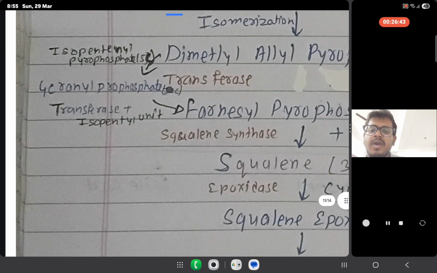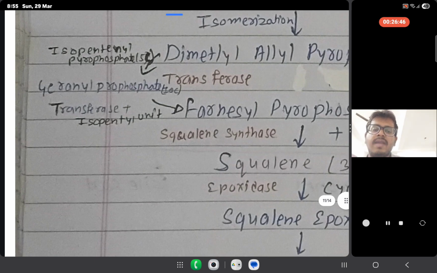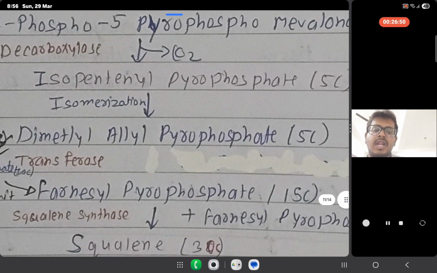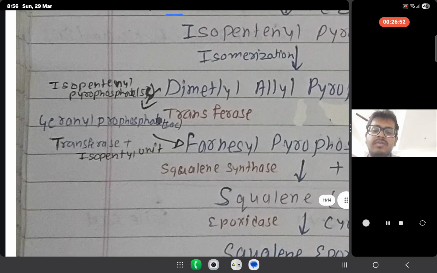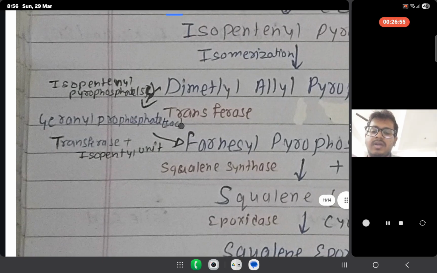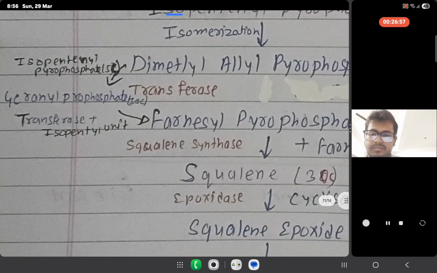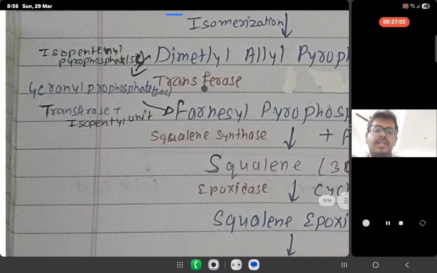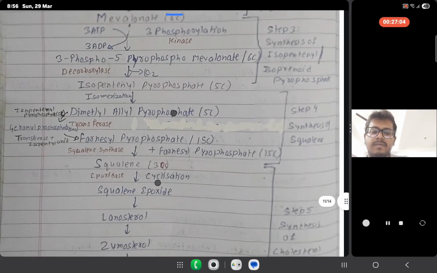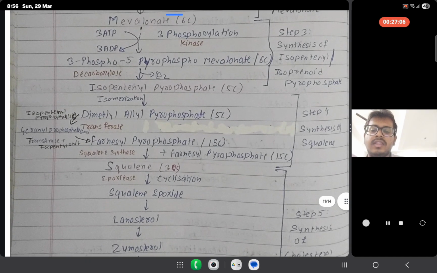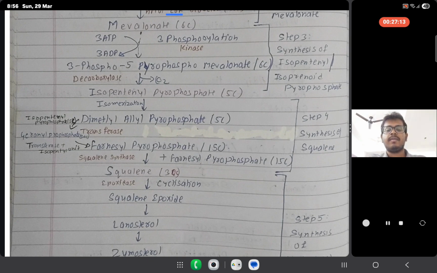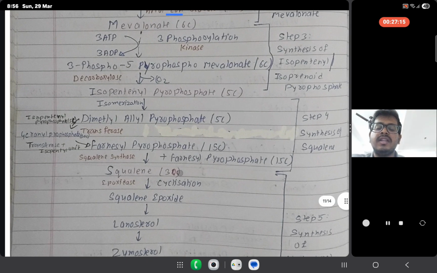That is geranyl pyrophosphate, formed from dimethylallyl pyrophosphate and the 5 carbon isopentenyl pyrophosphate. Geranyl pyrophosphate, a 10 carbon compound, in the presence of another isopentenyl unit, a 5 carbon compound, gives 10 plus 5 equals 15. Now a 15 carbon compound, farnesyl pyrophosphate, is formed here. Then another farnesyl pyrophosphate, also a 15 carbon compound, from another reaction, leads to formation of squalene, a 30 carbon compound.